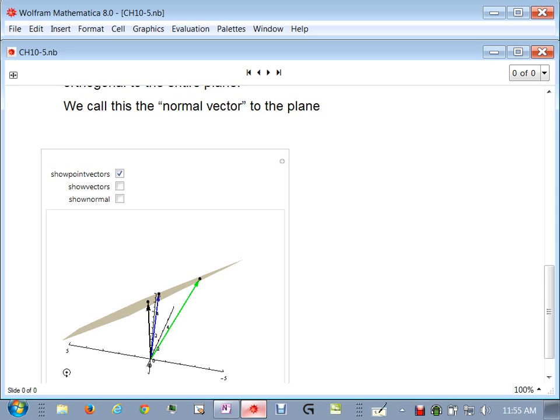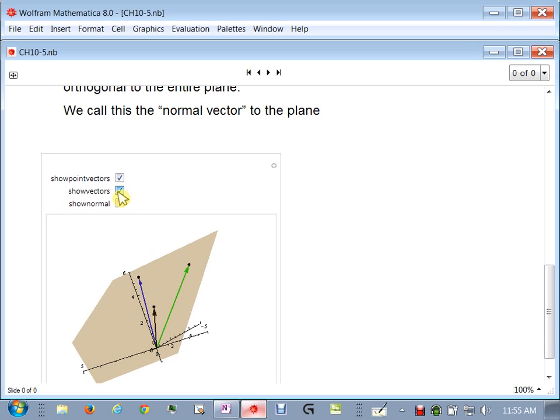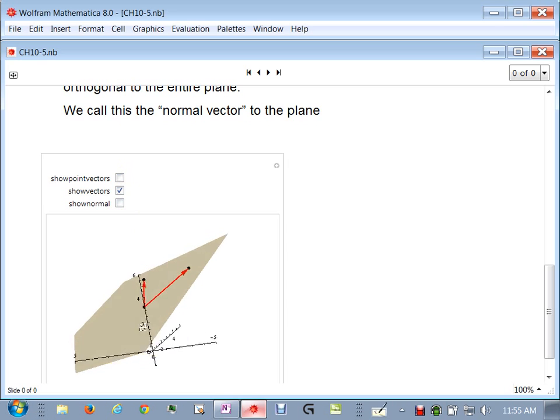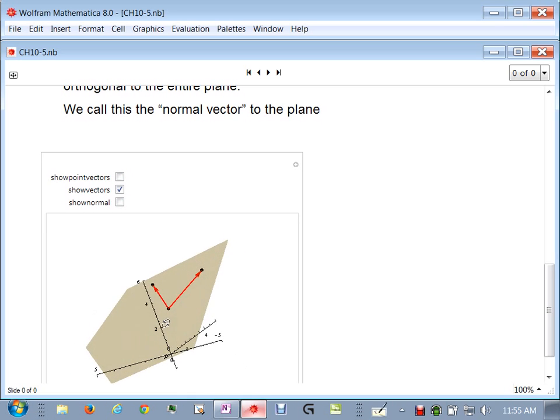Then from the tip of one vector, I'm going to create vectors that go to the other 2 tips, right? So now we have these 2 red vectors. I'm going to take the other vectors out of there so we're not confused. Those 2 vectors lie on that plane, right? Don't they?